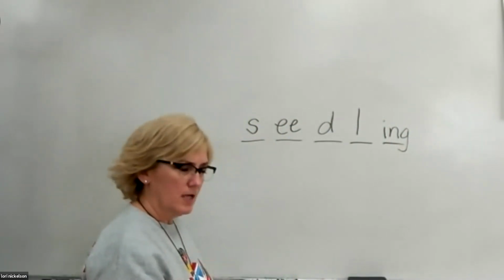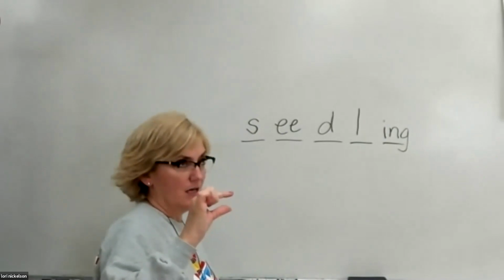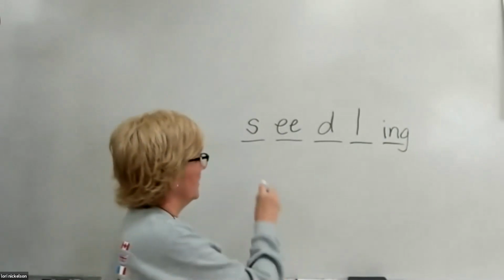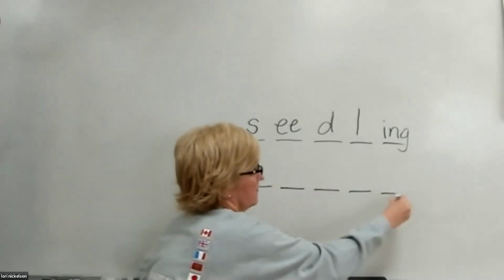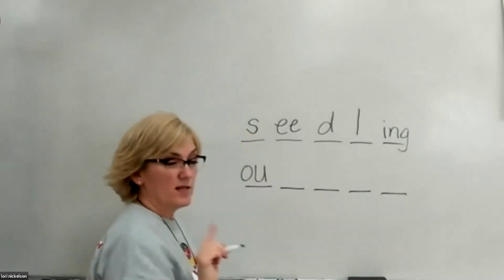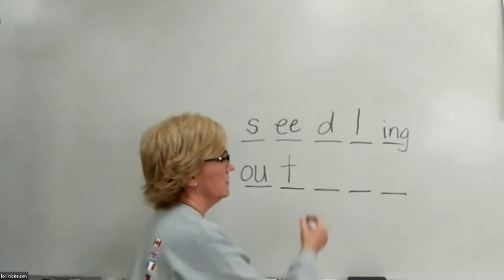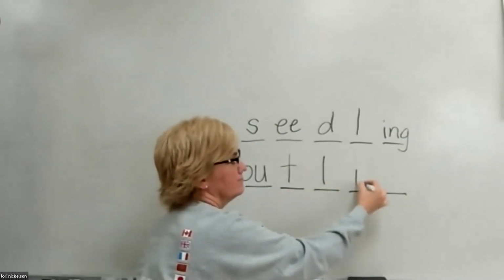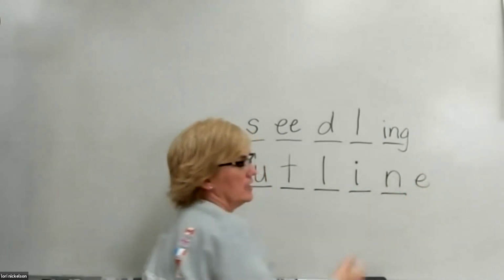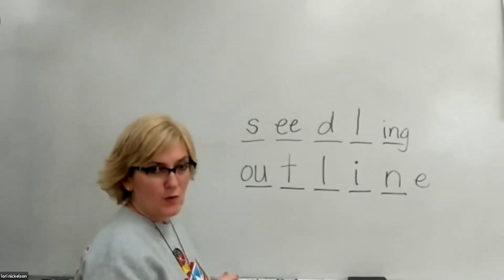Outline. Outline. Out. That's 2. Line. L-I-N. That's 3. So 3 is 5. So we're going to do 5. 1, 2, 3, 4, 5. And so now we're going to write outline. Ow, being O-U, that's the sound together. T. Now let's do line. L, I, N. And since that's a long I, we have an E at the end. Outline. And we've got one more to do.